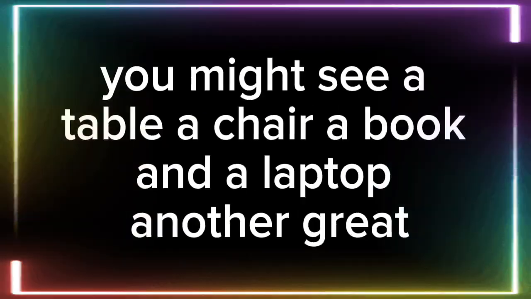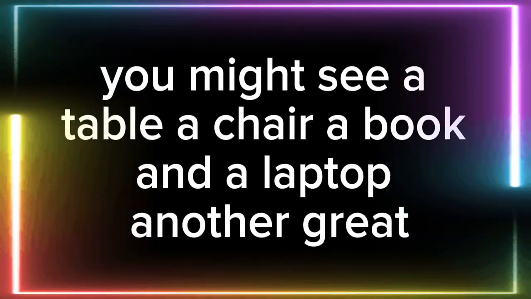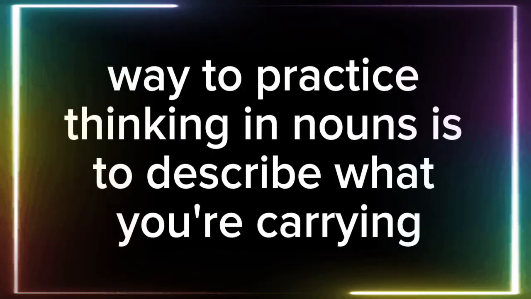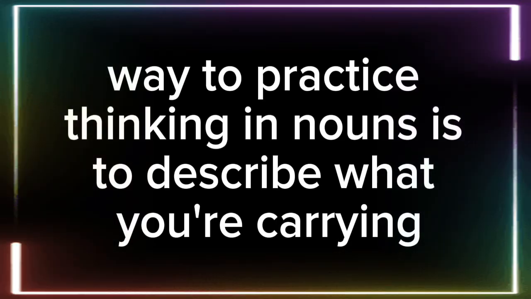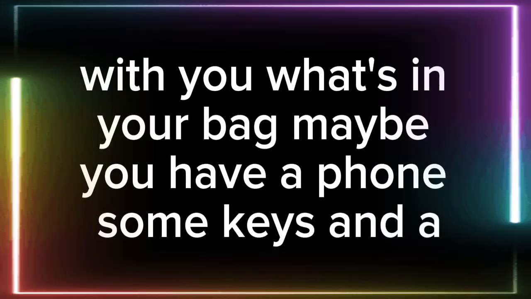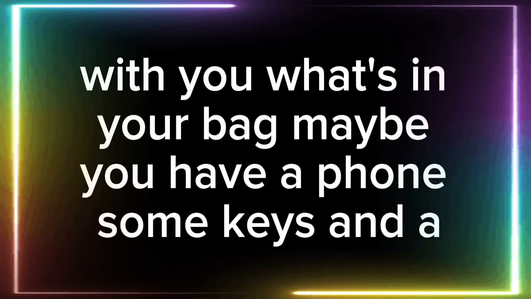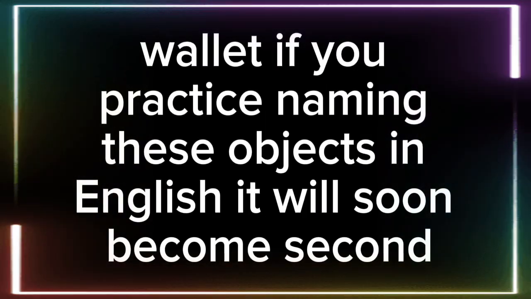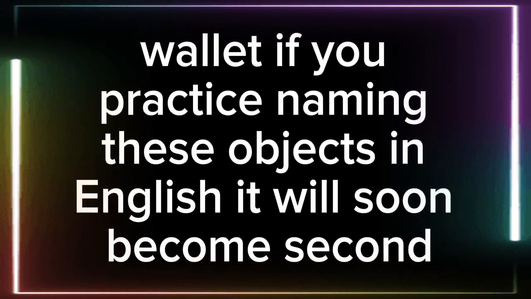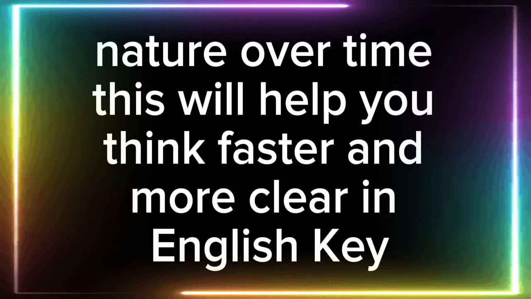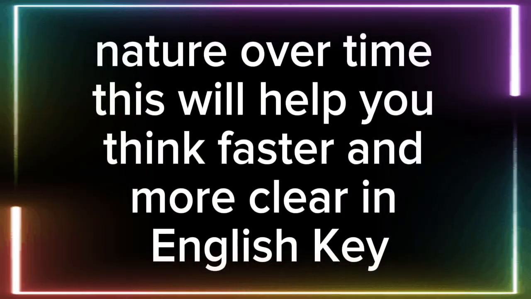For example, you might see a table, a chair, a book, and a laptop. Another great way to practice thinking in nouns is to describe what you're carrying with you. What's in your bag? Maybe you have a phone, some keys, and a wallet. If you practice naming these objects in English, it will soon become second nature. Over time, this will help you think faster and more clearly in English.